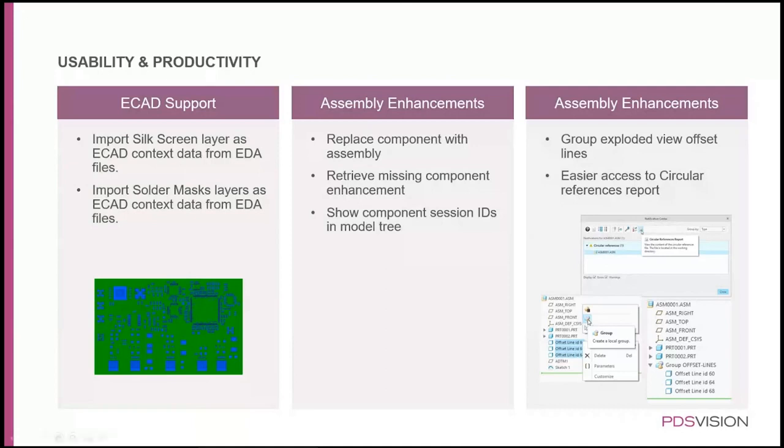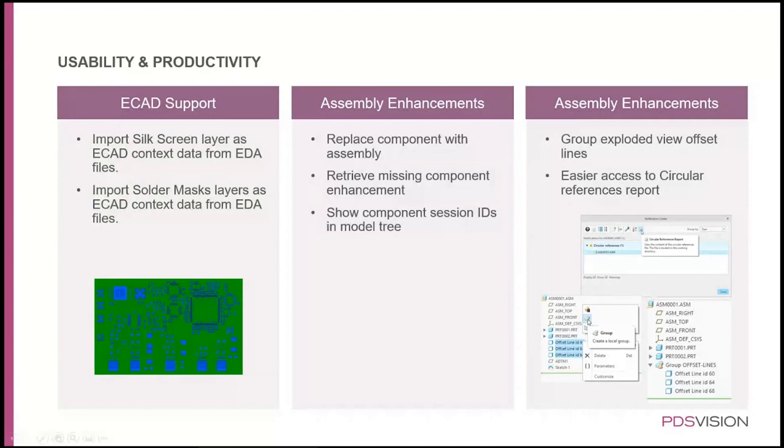And then one last assembly enhancement is that so far, if you have had offset lines in your model tree, and there can be a lot of them, they have been individual assembly features, and you haven't been able to group them anyway to make the model tree look a bit nicer. But nowadays, those offset lines are also groupable features, so we can do that as well.